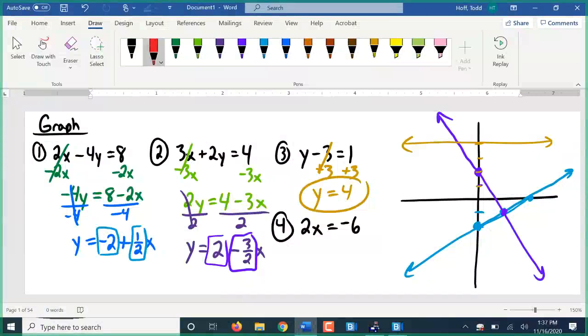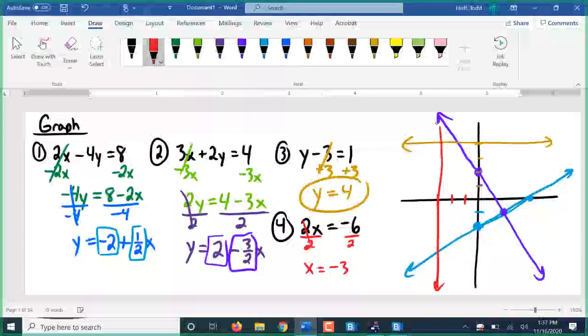Number 4, we have 2x equals negative 6. Our only variable here is x, so we're going to solve for x by dividing by 2, giving us x equals negative 3. So remember, when it's x equals, it is a vertical line, negative 3 on the x-axis, like that.